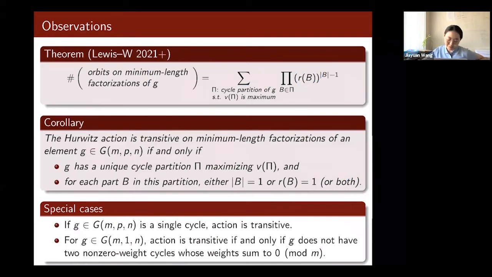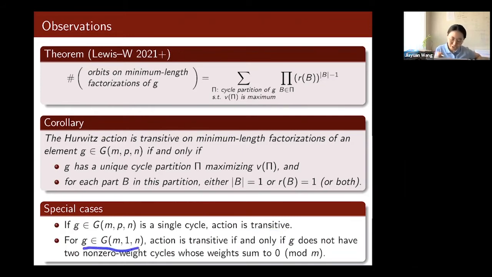And in some cases, we can give a simpler description. When g in G(m,p,n) is just a single cycle, then g has a unique cycle partition maximizing the value, because there is only one possible cycle partition. And of course, the power will be 0. So a single cycle is transitive. The Hurwitz action is transitive.